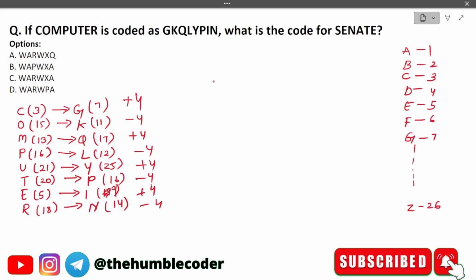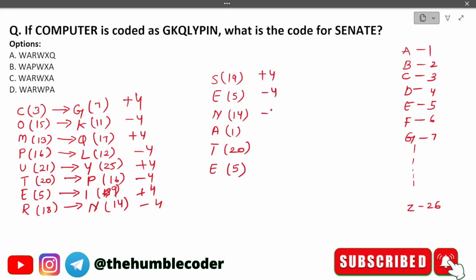So let's now try to solve the word that is asked. The word asked is "Senate": S-E-N-A-T-E. I'll quickly write the position values. S comes at position number 19. E comes at 5. Then we have N at 14. Then A at 1, T at 20, and then E at 5. Now again what we will do? Plus 4, minus 4, again plus 4, minus 4, plus 4, and minus 4.